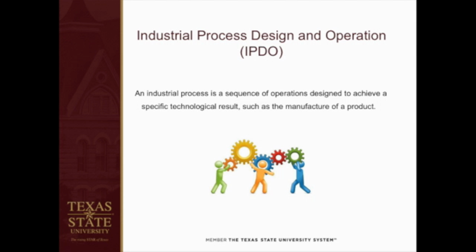So today we're going to talk about industrial process design and operation, and what things we may do to make sure that these happen with least negative impacts to the environment. So it's called IPDO, Industrial Process Design and Operation. An industrial process is defined as a sequence of operations that produce a technological result. A cell phone is a technological result. The result could be the manufacture of a pencil. So it's a sequence of operations, and it's a lot more complicated than I might be suggesting.